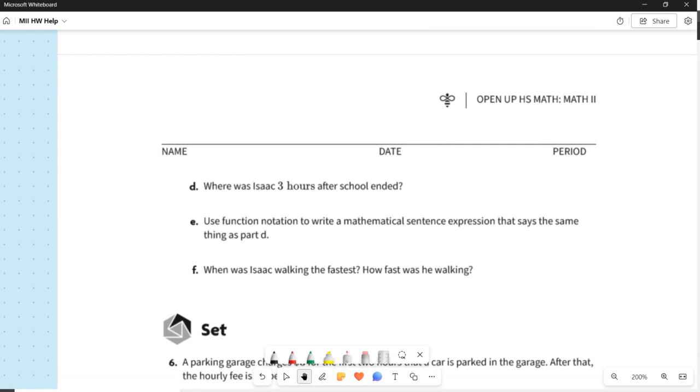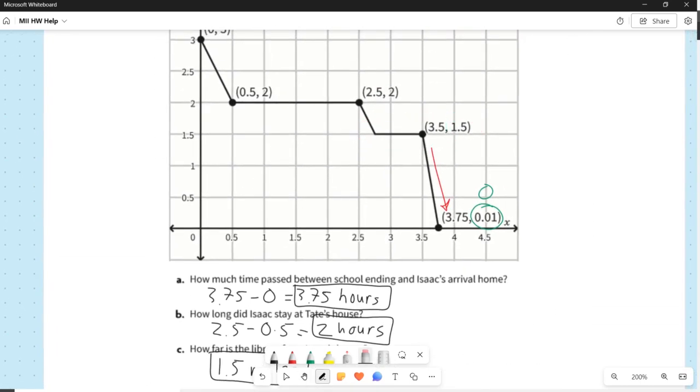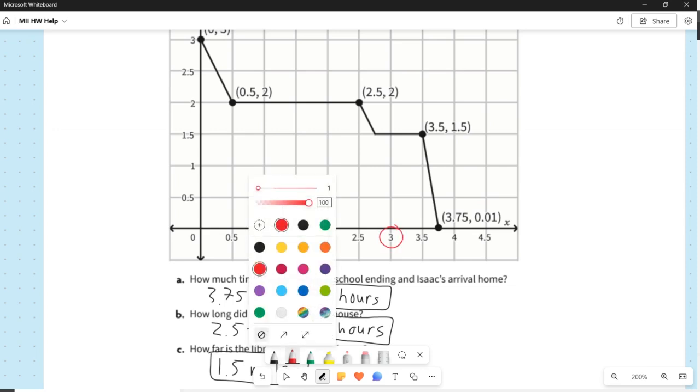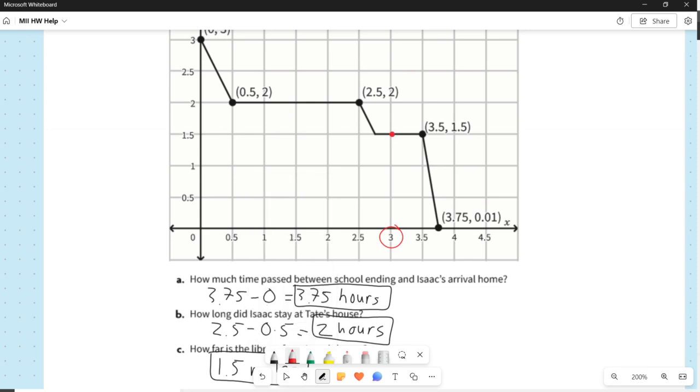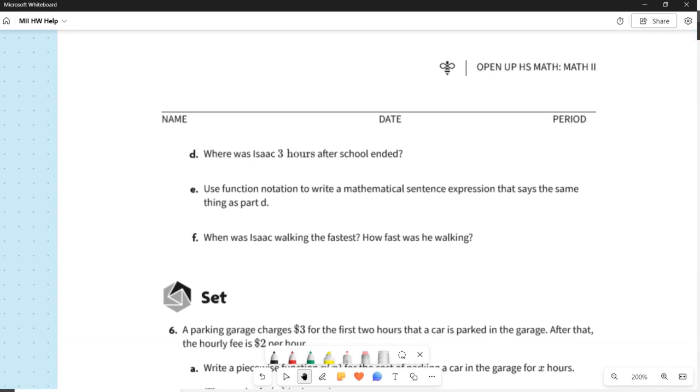Part D, where was Isaac 3 hours after school ended? Well, this is basically just saying what happens when we evaluate this function at 3, which is right there. So at 3, he was right there. And that, as we just said, was during his stay at the library. So 3 hours after school ended, Isaac is at the library.